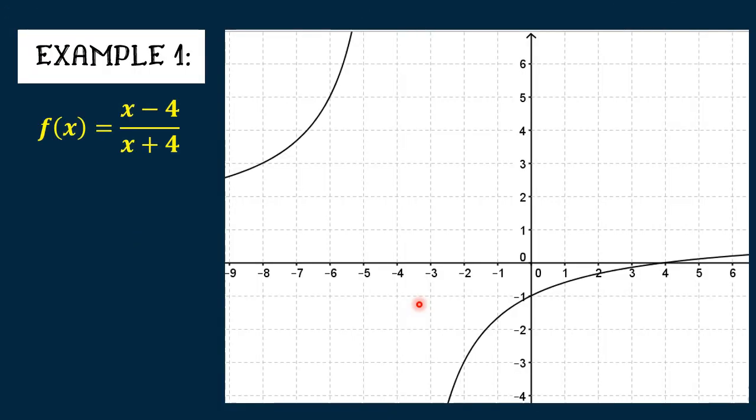So from the graph of the given function, we can identify the y-intercept, which is located on the y-axis, and it is found here since our y-intercept is equal to negative 1. Notice that the y-intercept is the point of intersection between the graph and the y-axis.